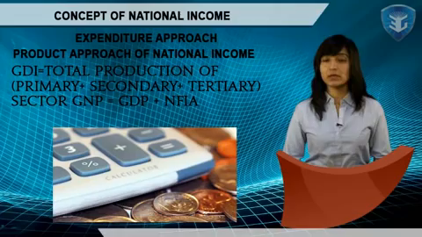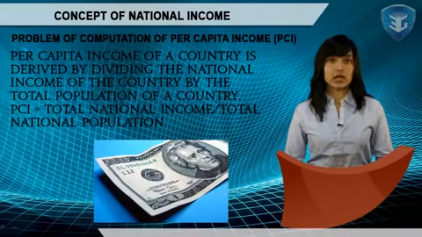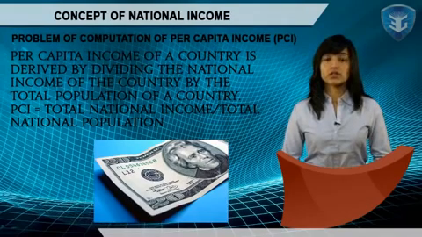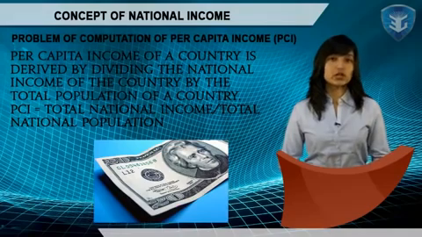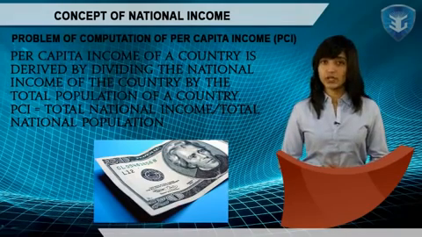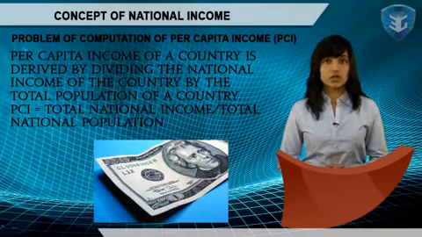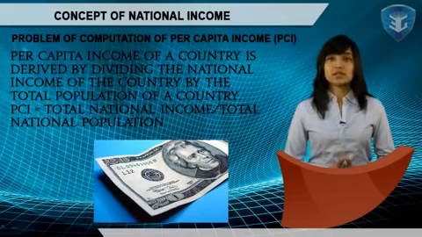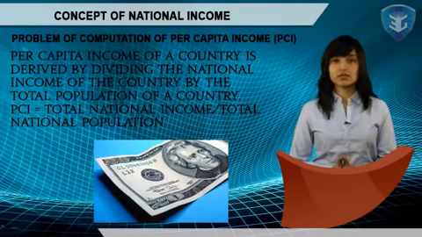GNP is equal to GDP plus NFIA. Problem of computation of per capita income, PCI. Per capita income of a country is derived by dividing the national income of the country by the total population of the country. Thus, PCI is equal to total national income divided by total national population. In common parlance, news reports and economic forecasts, country per capita income is considered as an indicator of a country's economic well-being. Gross domestic product or GDP is an approximate measure of the market value of all goods and services produced in a country during a specific period.